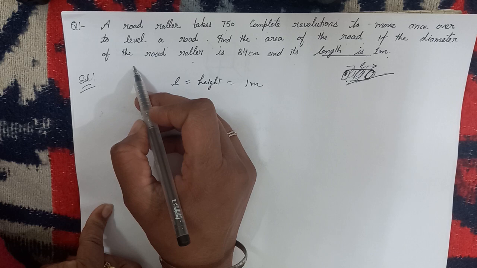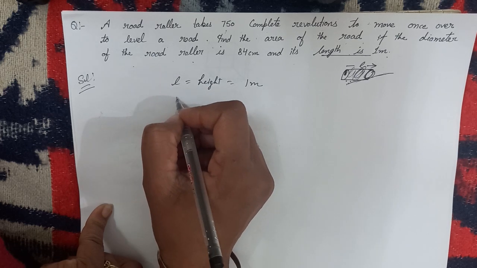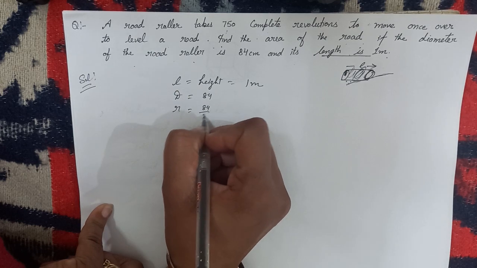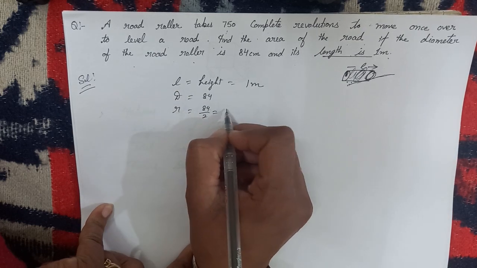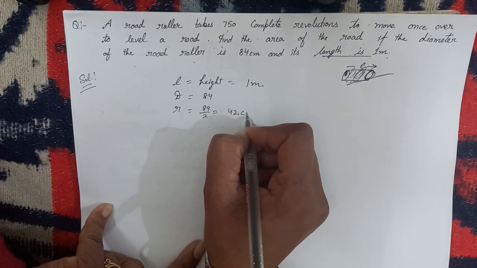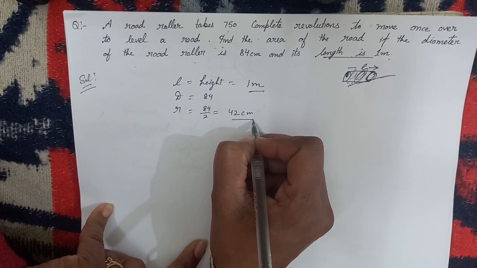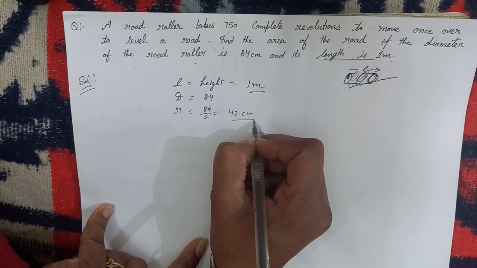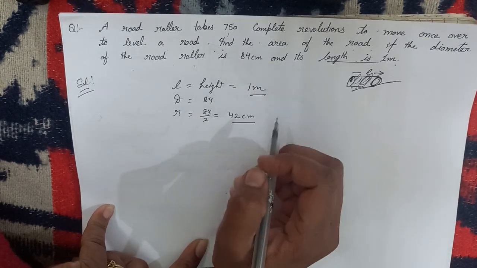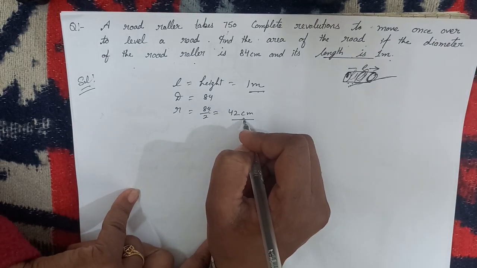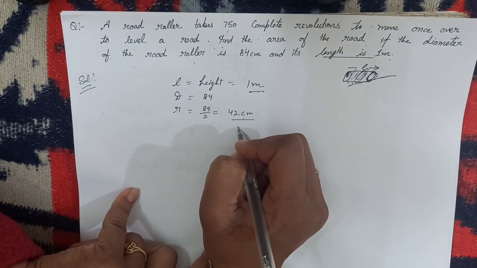And they have given you the diameter also. Diameter is given 84, then you know the radius is half of it, so 84 by 2, that will be 42 centimeters. Here it is meter, here it is centimeter. This is totally up to you how you want to find it, because there is nothing given. So you can go with the meters also, you can go with the centimeters also. This is your homework to do.